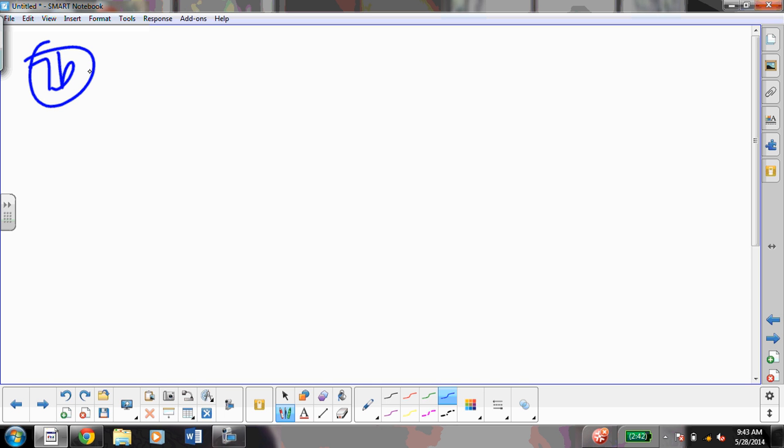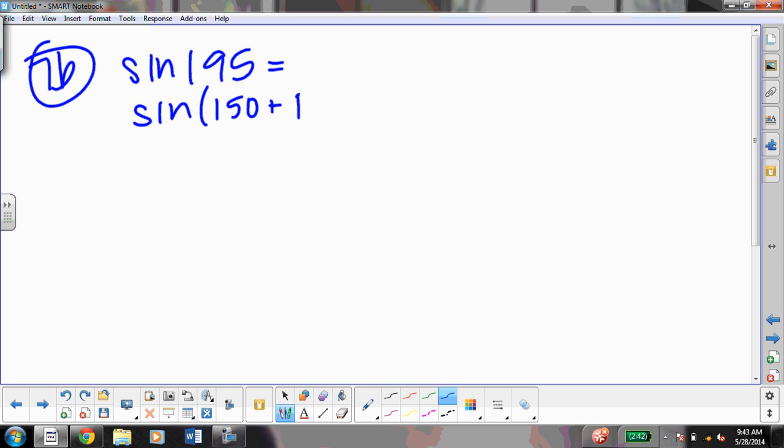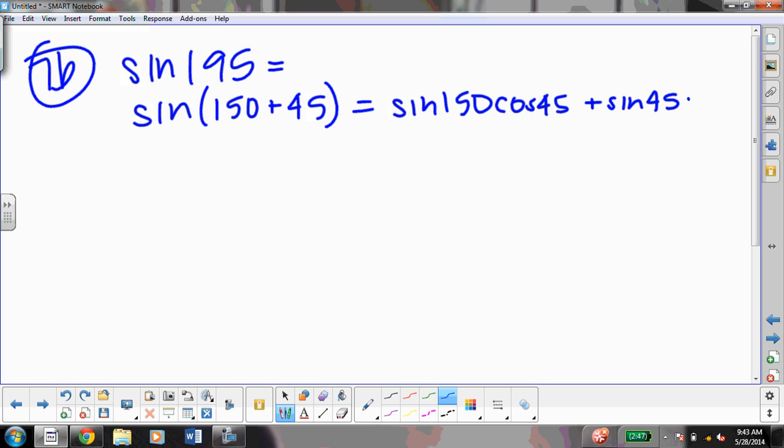B asks us to find the sine of 195. I chose to use the sum identity again, and I rewrote 195 as 150 plus 45. So it follows this pattern, the sine of 150 times the cosine of 45 plus the sine of 45 times the cosine of 150.